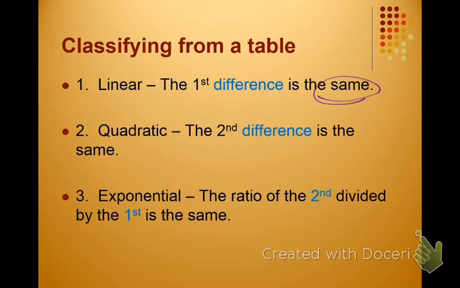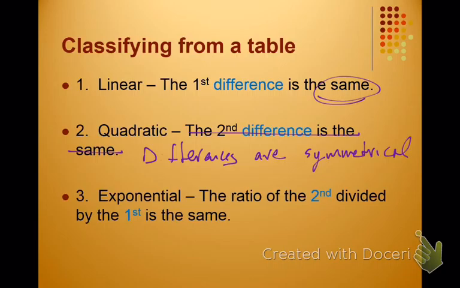Okay? In the quadratic, it says that the second difference is the same. And that doesn't make a lot of sense to me. So what I'm going to say is that the differences are symmetrical. Okay? Parabolas are symmetrical, right? You can cut them in half and you get the same thing on both sides. So as long as the differences in the y coordinates are symmetrical, then you're looking at a quadratic. And I'll show you what I'm talking about.